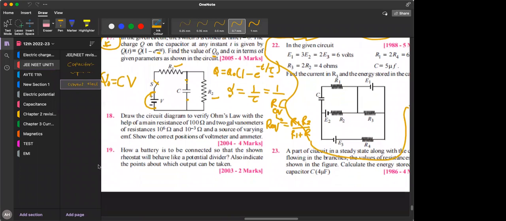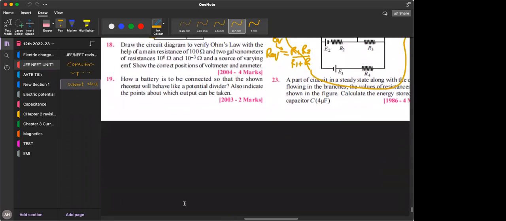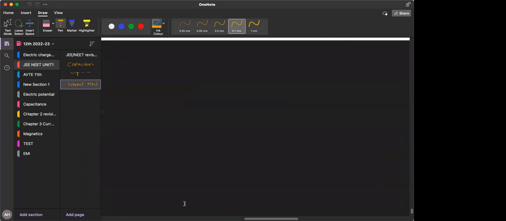The topic that we will be doing today is potentiometer. I believe it's the last class for current electricity. From next class onwards, we'll be starting magnetics. In magnetics, there are very few questions which are not in NCERT and are in JEE syllabus. The major portion of syllabus difference between NCERT and JEE syllabus is in chapter number 1 and chapter number 2.